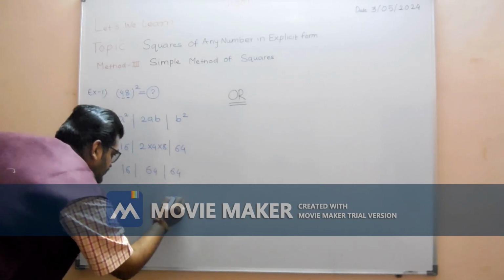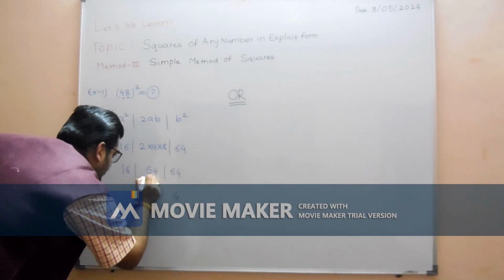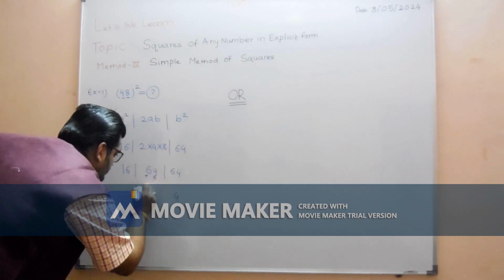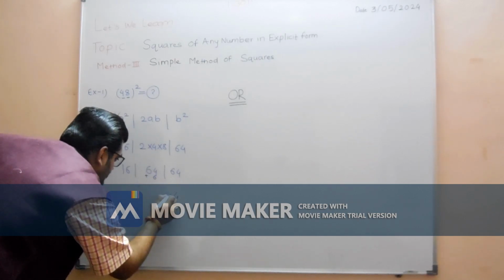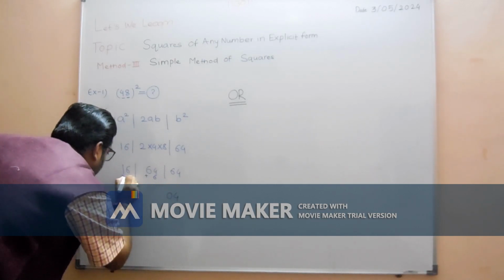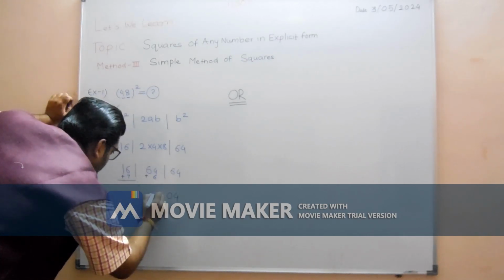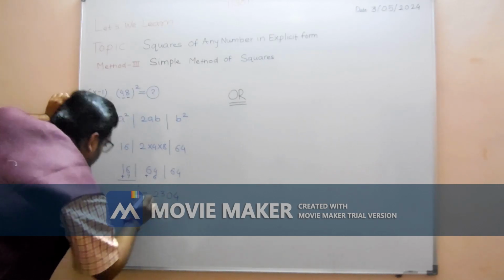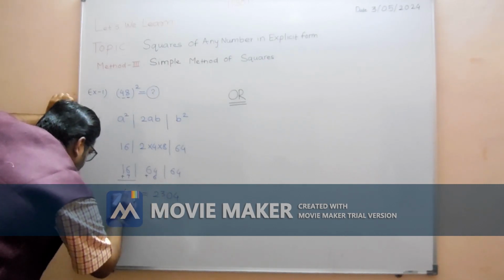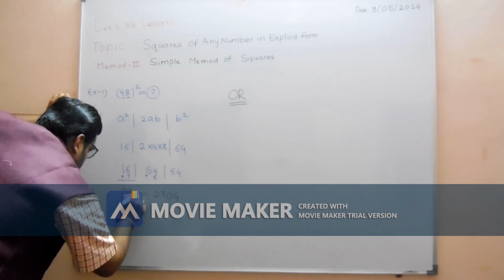Now 4 as it is. 6 carry over. That is 70, 0 here, 7 carry over. 16 plus 7 carry over, 23. This is the square of 48.